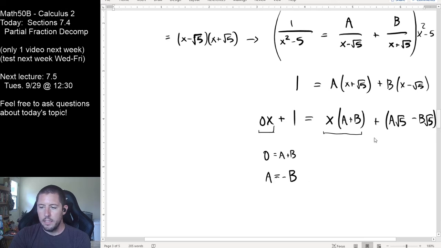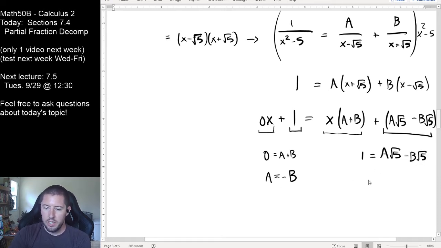So I know that a is negative b. This is now going to allow me to make my other statement, or excuse me, I was already able to make my other statement, but I wasn't able to solve for it, right? Our constant term of 1 should match up with our constants of a root 5 minus b root 5. The fact that I know that a and b are opposites of each other allows me to rewrite this, for example, as negative b is the same as positive a.